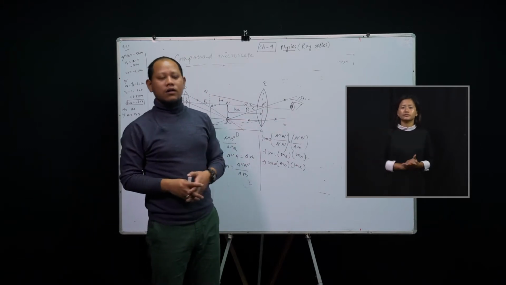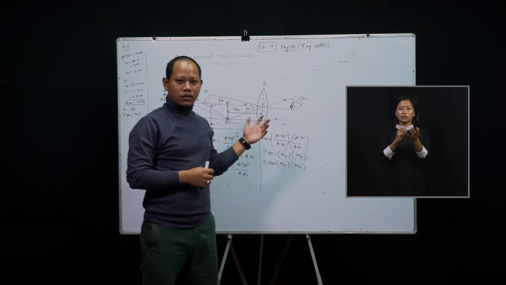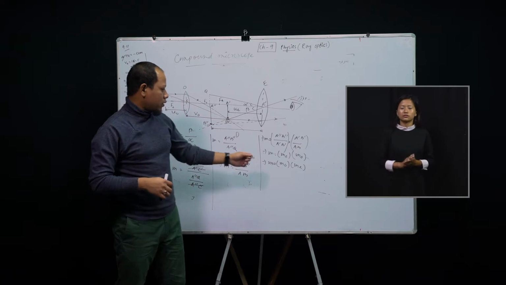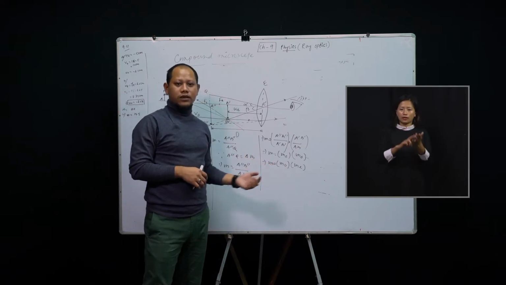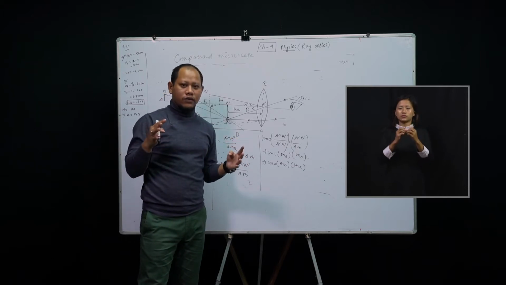Okay, so we are discussing the compound microscope, right? Continuation from the previous class. We have already derived till m equal to m naught times m e. m naught represents the magnification for the objective, and m e represents the magnification for the eye lens.